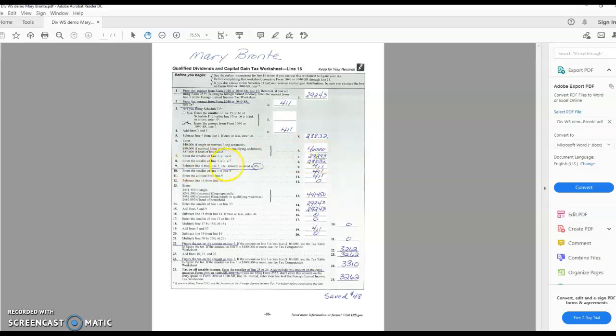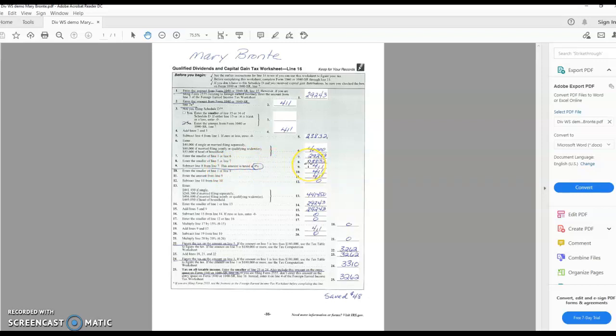Line 8, enter the smaller of line 5 or line 7. Line 5 is 28,832, and line 7 is 29,243. So line 5 is smaller, so we put that there in line 8. Line 9, subtract line 8 from line 7. This amount is taxed at 0%.